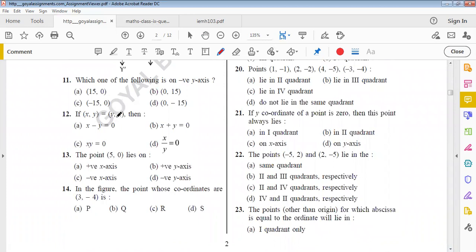Then (x, y) is equal to (y, x). It means x is equal to y. So x minus y is equal to 0. This is one. The point (5, 0) lies on the positive x-axis.